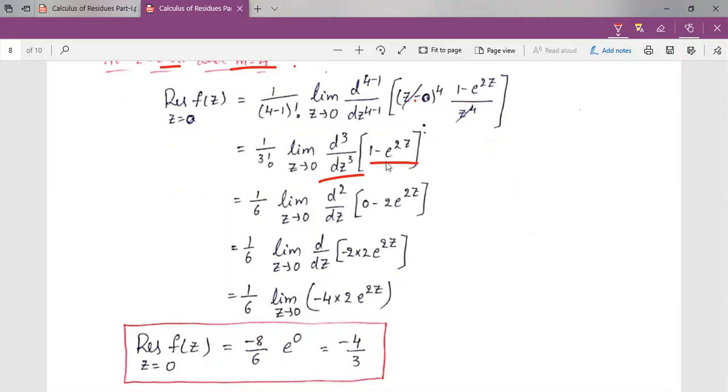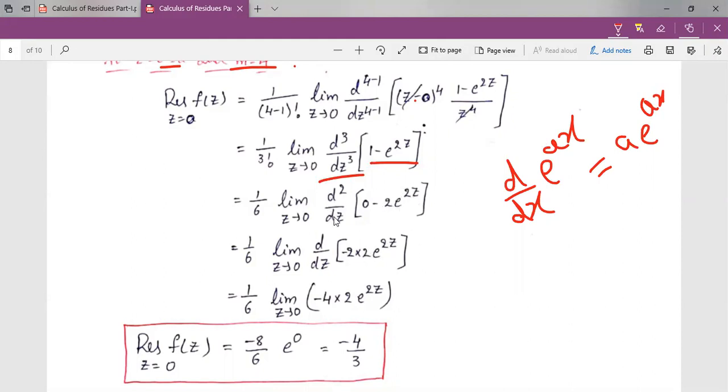First time we differentiate the function, we get differentiation of 1 is 0 and differentiation of e power ax. We know the formula for differentiation of e power ax, that is d by dx of e power ax equal to a into e power ax. So we use this formula here and our a value is 2. So we get minus 2 into e power 2z. This is the first time differentiation value.